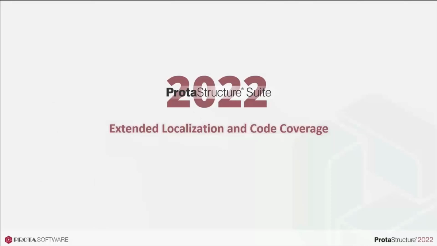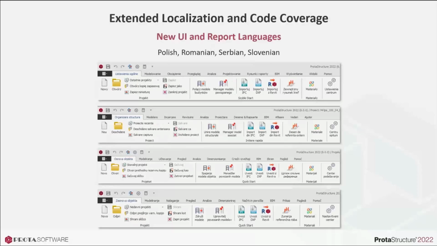So maybe you have already seen this material around in our videos or the new features documents, but I will just quickly talk about them. As I said, we focused on extending ProtaStructure's capabilities in terms of code coverage and localization. So with the 2022 version, we supported Polish, Romanian, Serbian, and Slovene languages, and we are still working to provide more and more languages, so we can better localize the product.